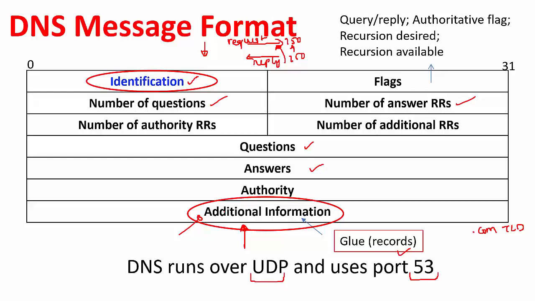So now that you understood the DNS, what are the vulnerabilities with this protocol? There are two vulnerabilities.